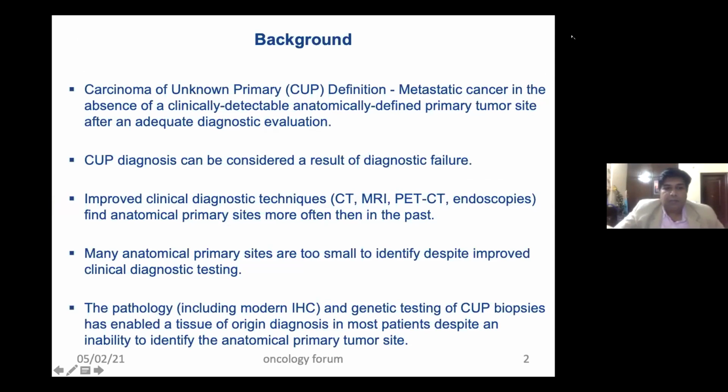But right now, due to improved clinical diagnostic techniques like CT, MR, PET-CT, and even endoscopies, we can find more primary anatomical sites as compared to the past. Right now, we have pathology with modern IHC and genetic testing to find more primary sites.